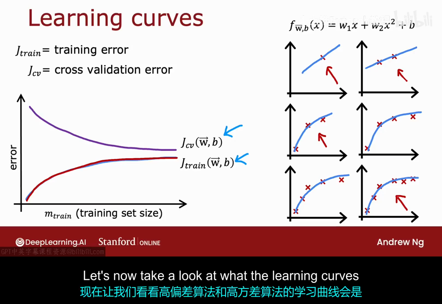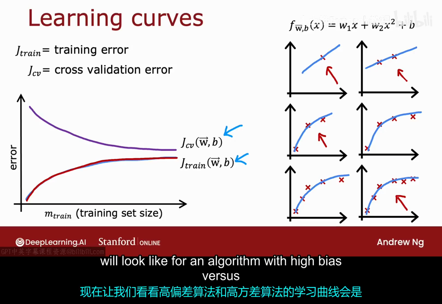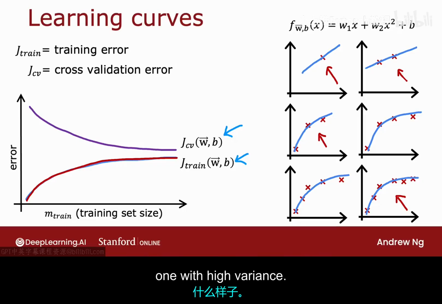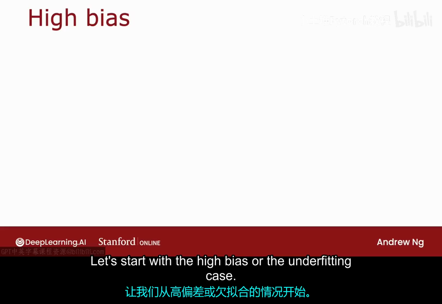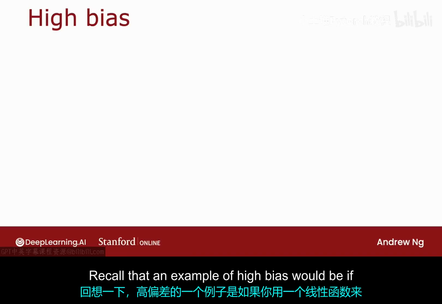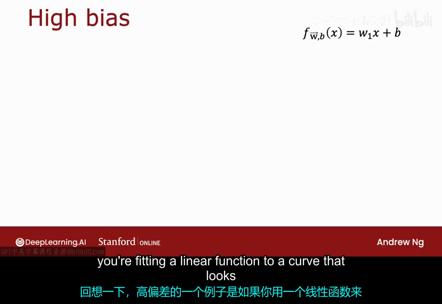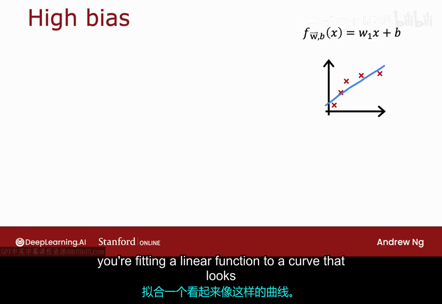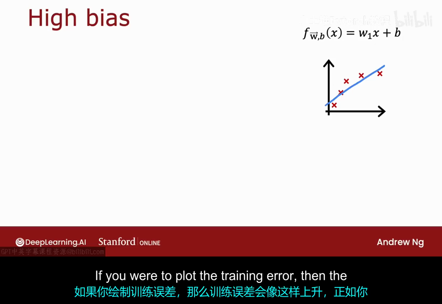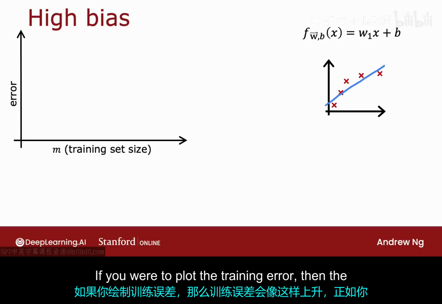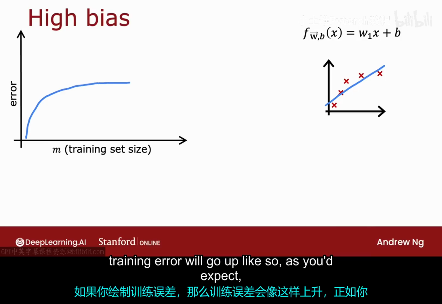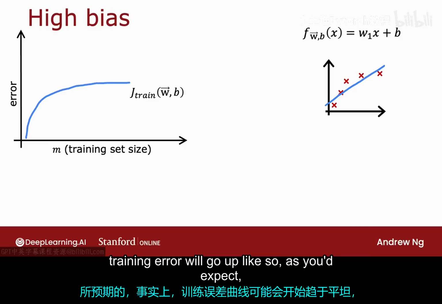Let's now take a look at what the learning curves will look like for an algorithm with high bias versus one with high variance. Let's start with the high bias, or the underfitting, case. Recall that an example of high bias would be if you're fitting a linear function to a curve that looks like this. If you were to plot the training error, then the training error will go up like so, as you'd expect.